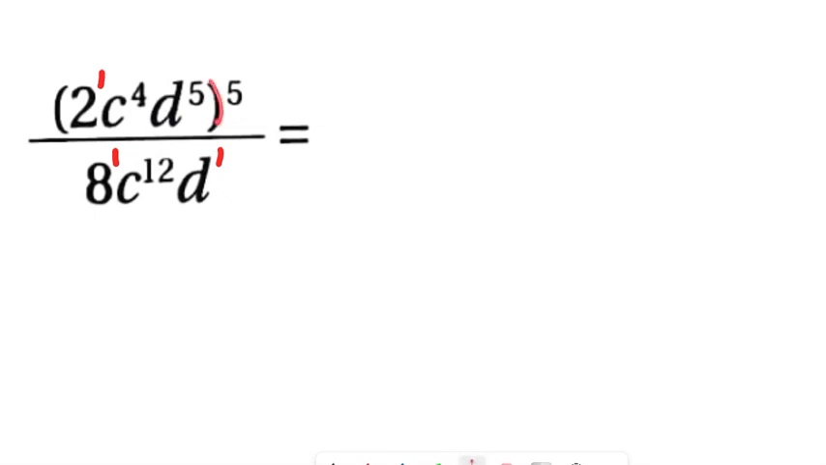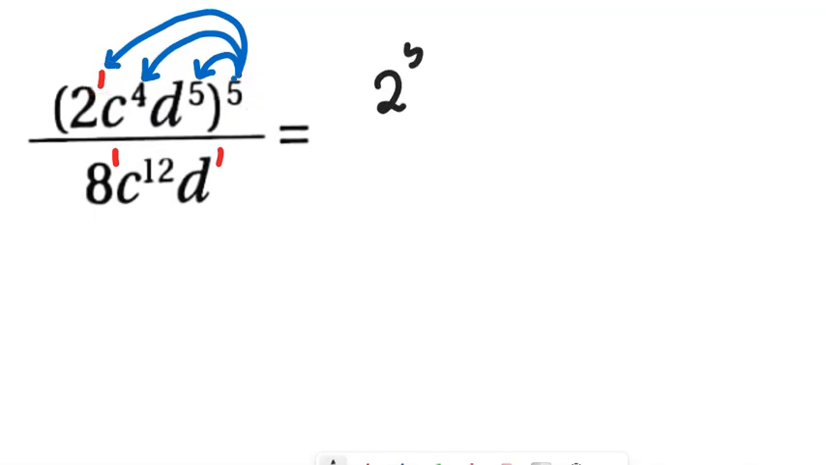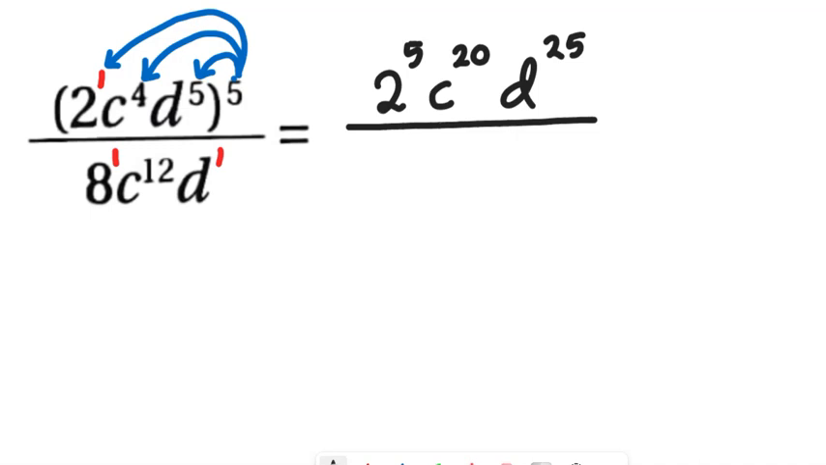Second, bracket means multiplication. Okay, kurungan bermaksud darab. So the 5 outside the bracket you must multiply with every index inside the bracket. Okay, 5 yang dekat luar tu mesti darab dengan setiap index dalam kurungan. So bermakna, kat sini 1 darab 5, jawapan dia 5. So 2 to the power of 5, 2 kuasa 5. Then here 5 times 4 you get 20. So C kuasa 20. Then here 5 times 5 you get 25. So that's D kuasa 25 over, alright.